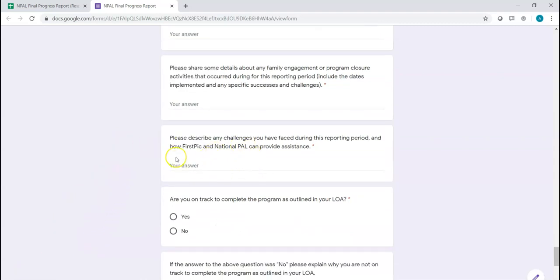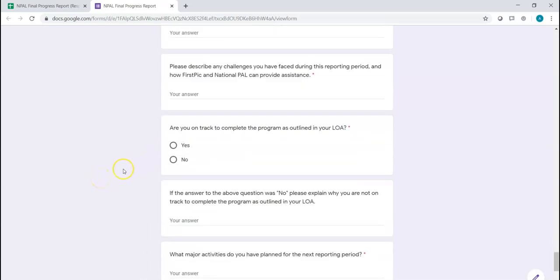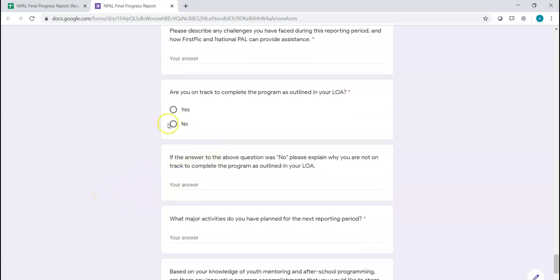Next one, any challenges that you faced during this reporting period and how First Pick or National PAL might be able to assist in those particular challenges. This one being whether or not you're on track to complete the program as it is outlined in your letter of award or your LOA. If you do answer no to this particular question, we want just a few sentences on why that might be the case.